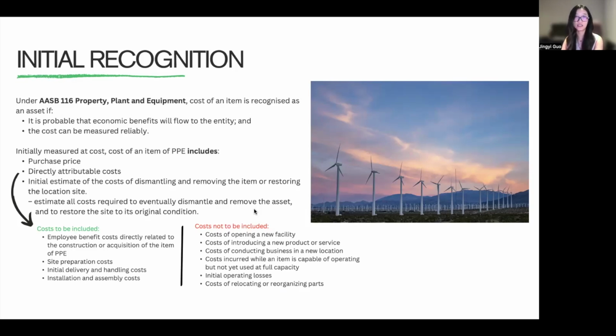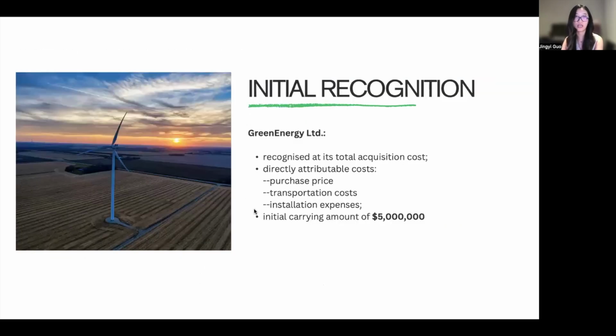Finally, at the date the asset is initially recognized, an entity is required to estimate any cost necessary to eventually dismantle and remove an asset and restore the site. Applying these requirements to GreenEnergy, the wind turbine must be recognized at its total acquisition cost. In this case, the purchase price, the transportation cost, and installation expenses all qualify as directly attributable costs under the standard. Therefore, these form the turbine's initial carrying amount of 5 million, which will be recorded as the asset's initial cost under ASB 116.